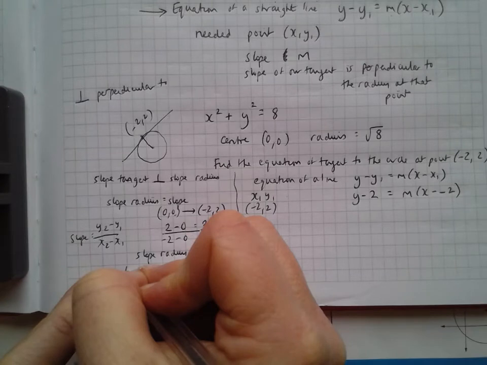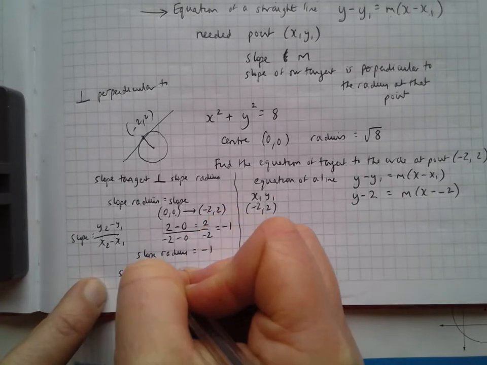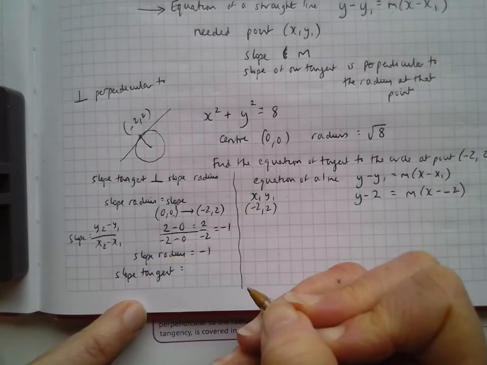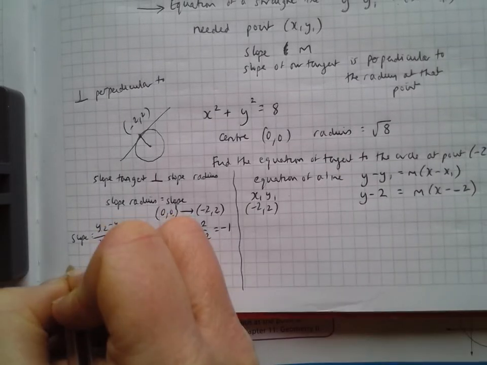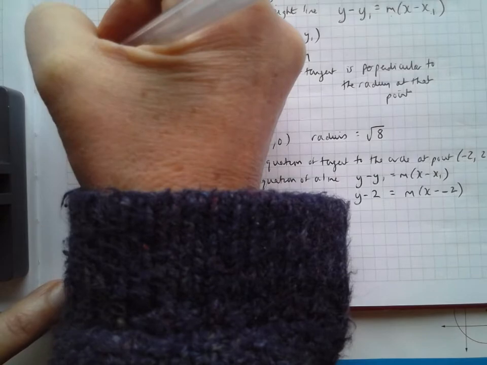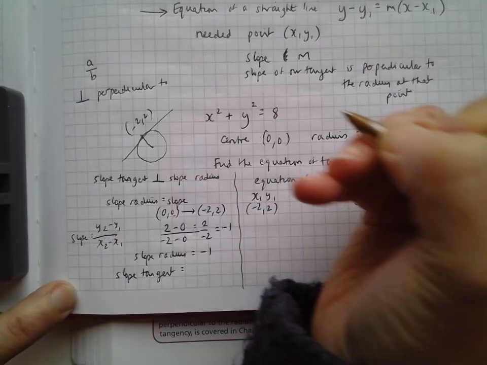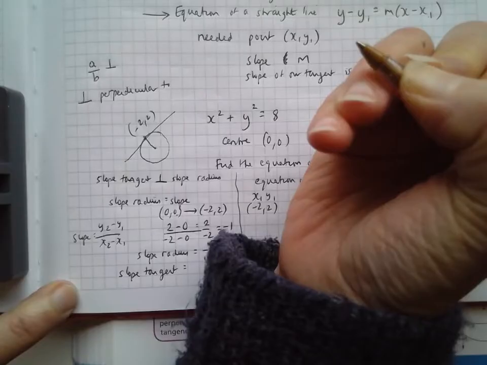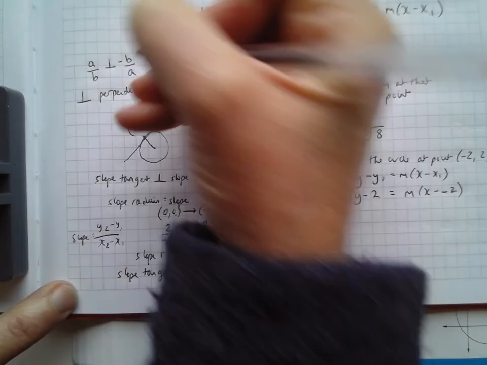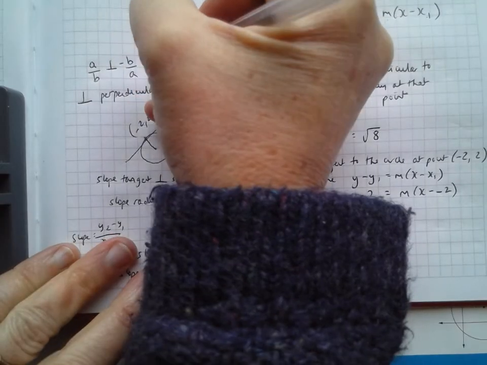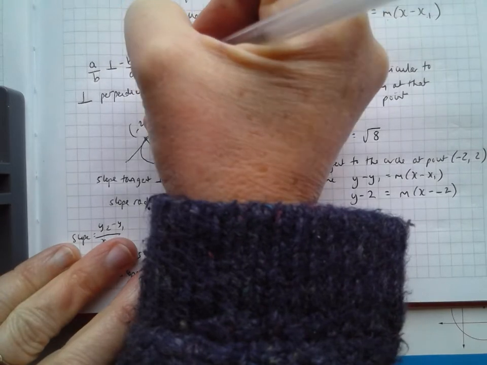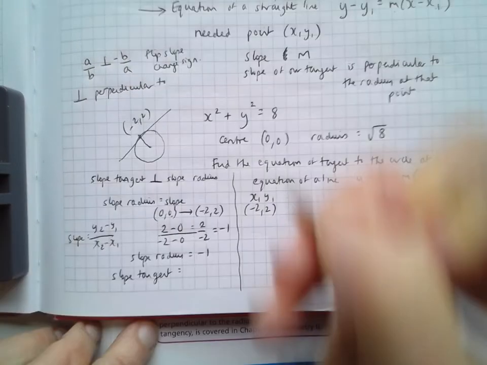If you remember, if you've got one slope that's a over b, a perpendicular slope to that is minus b over a. We flip the slope and change the sign. That's how we get a perpendicular slope. You flip the slope and you change the sign.